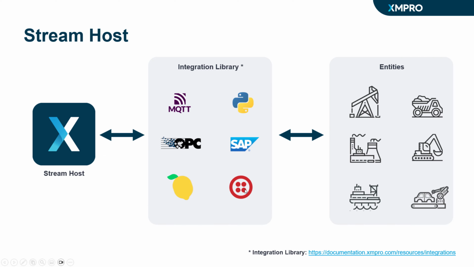Data streams themselves need to run somewhere. The logic needs to execute somewhere. Within XMPro, that is where the stream host comes into play. Stream hosts allow us to take the integration and talk to the various entities. This is a very simplistic view of how the stream host works. The data streams that I described earlier run and execute on the stream host, using the integration library in the middle here, talking to the entities on the right.